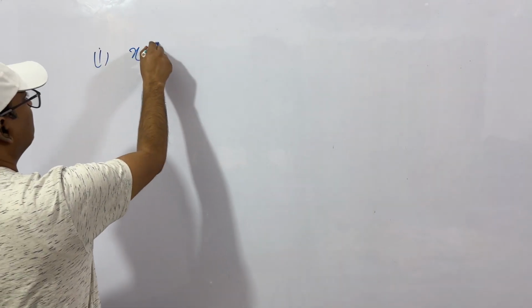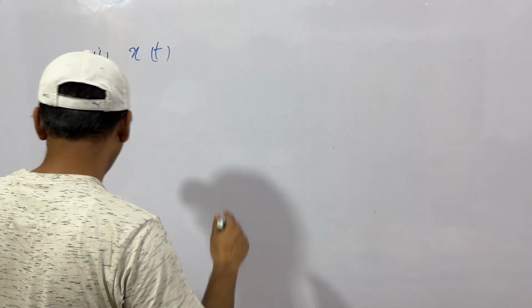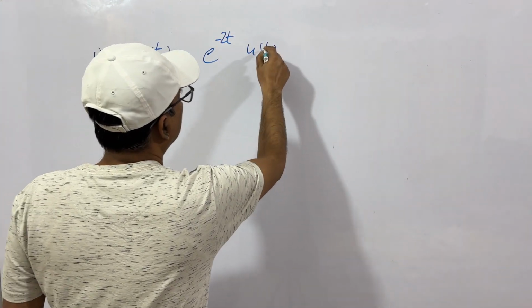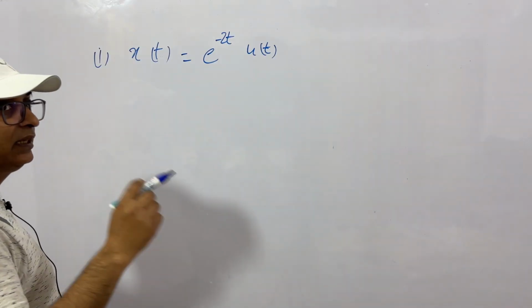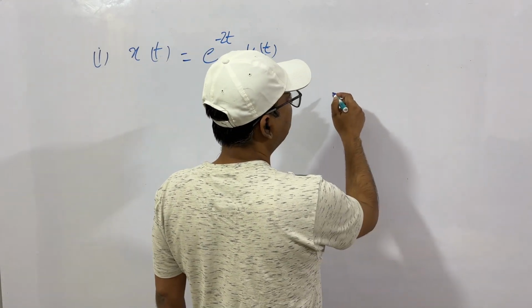First example is, we'll see 3 questions on continuous time and then 3 on discrete time signals. x(t) is e to the power minus 2t u(t). This is your signal and we have to find E infinity and P infinity. What is the meaning of u(t), the step input function?